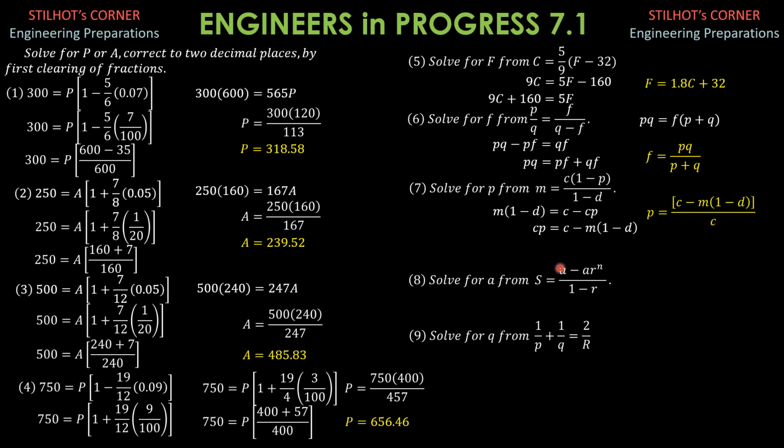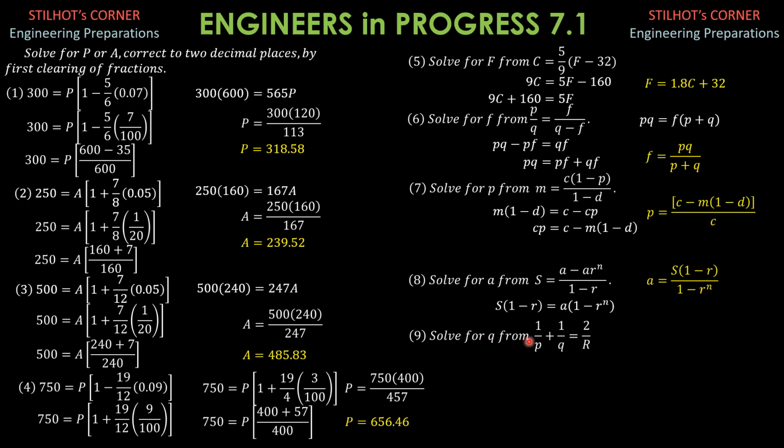So that is P. Solve for A from S equals A minus A R to the N over 1 minus R. So cross multiply S times quantity 1 minus R. Then factor out A from the right side of the equation, A quantity 1 minus R to the N. So S times 1 minus R equals A quantity 1 minus R to the N. Divide everything by 1 minus R to the N, then we can solve A, which is S quantity 1 minus R over 1 minus R to the N.